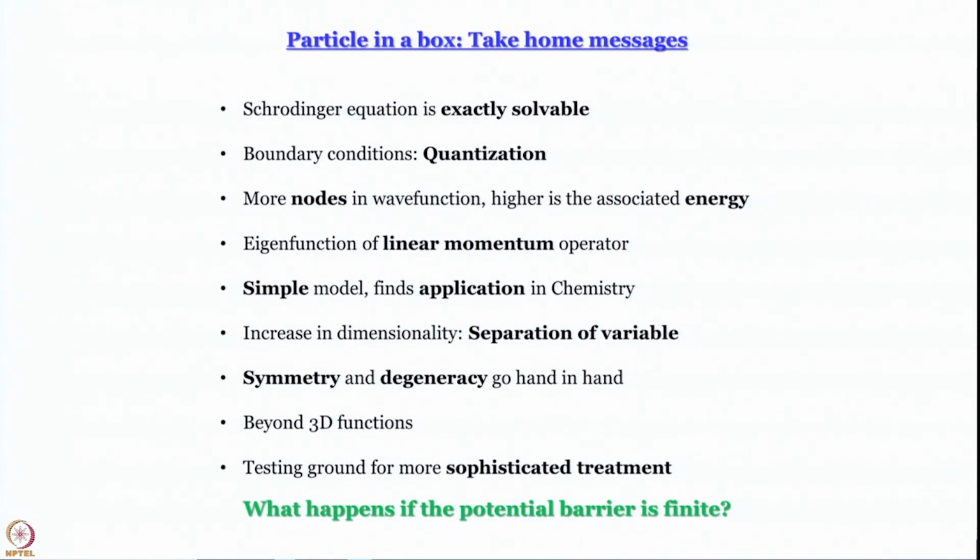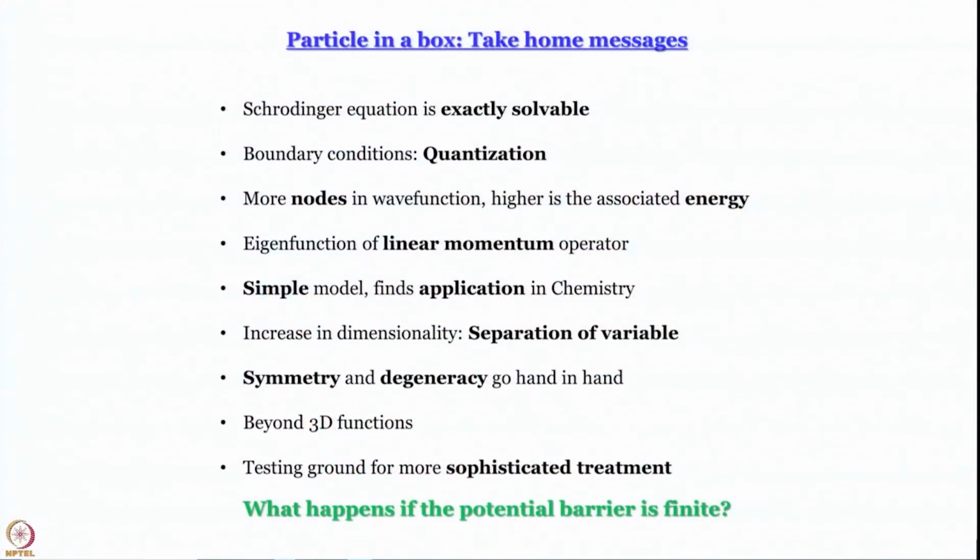The Schrodinger equation is exactly solvable. Boundary conditions lead to quantization. This is the most important lesson that we have got in the last 3 modules. And the other useful rule of thumb that has arisen is that the more nodes you have in the wave function, the higher is the associated energy. This is going to come handy time and again, especially when we talk later about atomic and molecular wave functions.